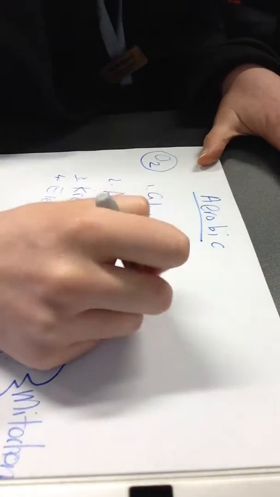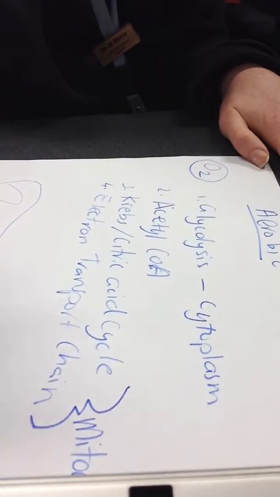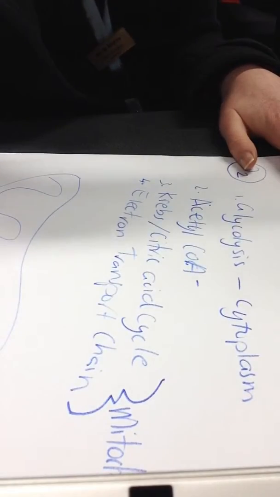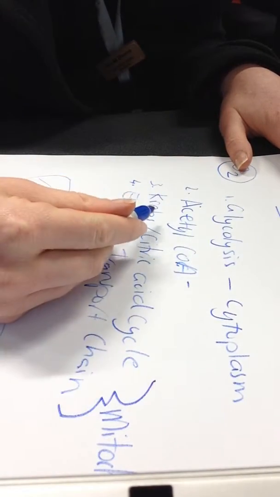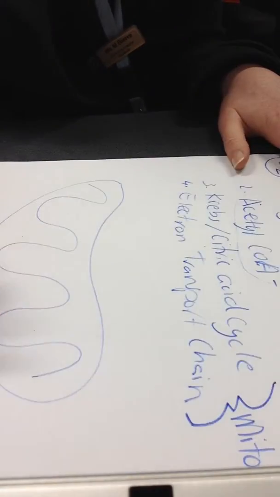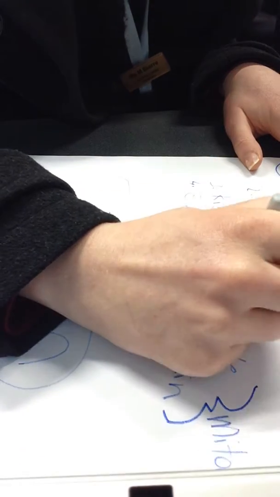Okay, so let's go through these first two. Glycolysis is going to happen in the cytoplasm. We know what that is because tutorial number 1 described that to us. Acetyl-CoA is kind of a step in between glycolysis and Krebs. It's a reaction that has to happen so that the products of glycolysis can move into the Krebs. So this one here is also going to happen in the cytoplasm.